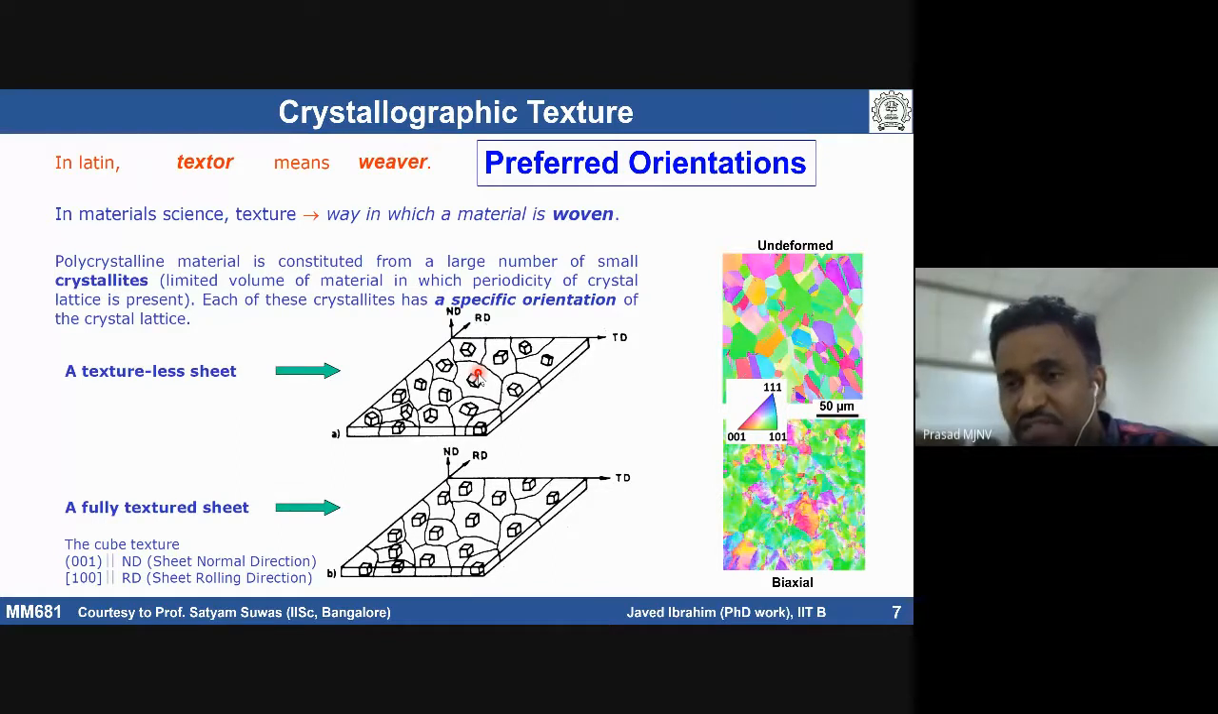So this is what is called crystallographic texture of polycrystalline material. What we discussed about polycrystalline materials: polycrystalline material is constituted from a large number of small crystallites. Each of these crystals has a specific orientation of the crystal lattice. If the specific orientation is mostly in a particular orientation dominating, then we call the material a textured material, or preferred oriented material.